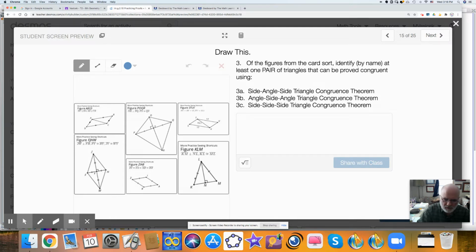This one is the side, side, angle, and we don't know if that's going to work or not. KLM is not one that you would want to use. I've shown you already that STUV doesn't work. Here I've got a side, an angle, and this side is congruent to itself. So I could say, oh, by the side, angle, side, these two are congruent.